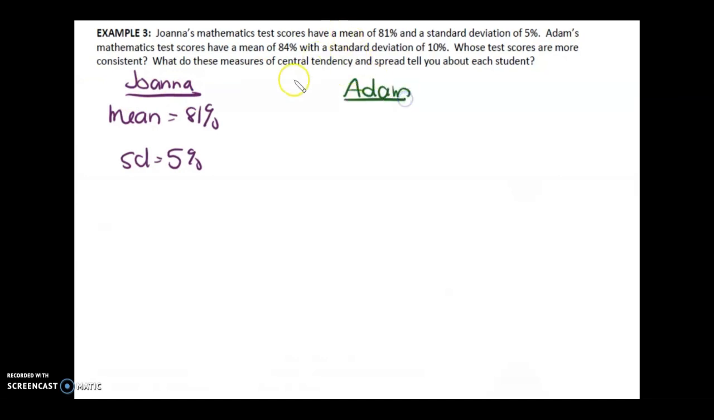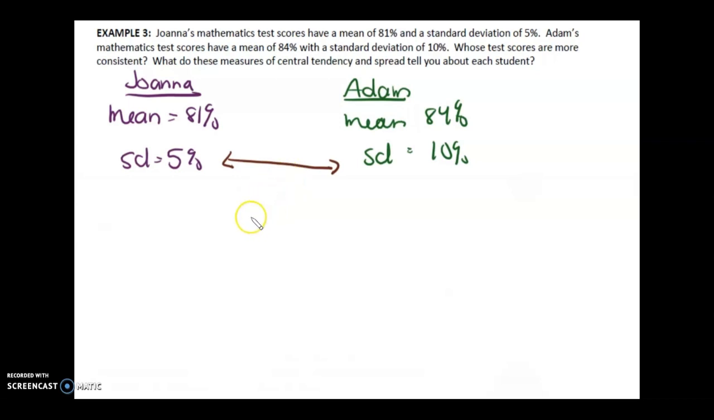Example 3. Joanna's mathematics test scores have a mean of 81% and a standard deviation of 5%. Okay, then we have Adam. His test scores have a mean of 84% and a standard deviation of 10%. Whose test scores are more consistent, and what do these measures of central tendency and spread tell you about each student?